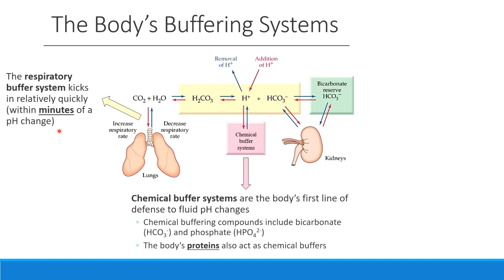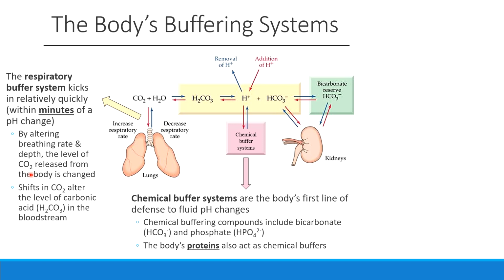The next line of defense, perhaps a quick response we can have to pH changes, is the respiratory buffer system. Notice that this will typically kick in with just a few minutes of a pH change, whereas the chemical buffering system is always in place. It's good to go. When we talk about the respiratory buffering system, this is primarily going to come down to releasing or not releasing carbon dioxide. Because remember, when we have carbon dioxide inside the body's tissues, this is going to lead us to generate carbonic acid.